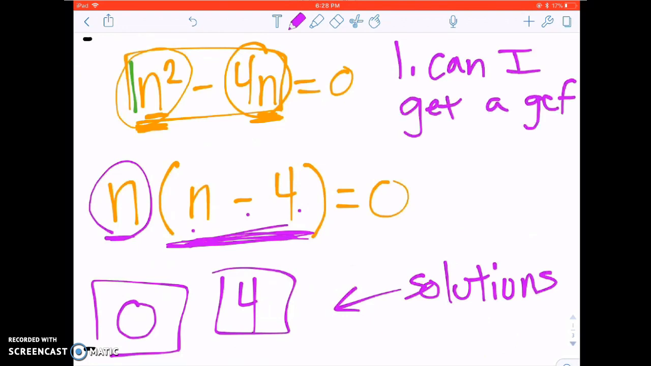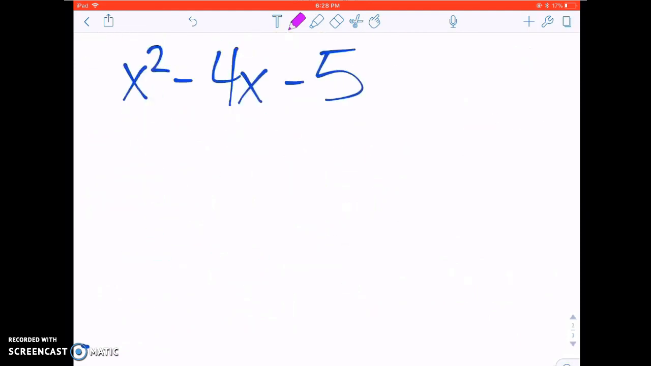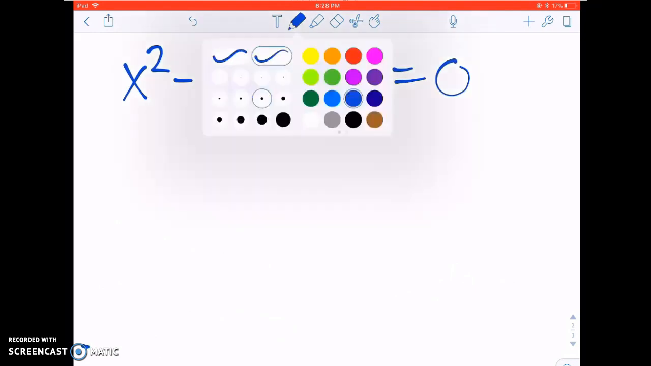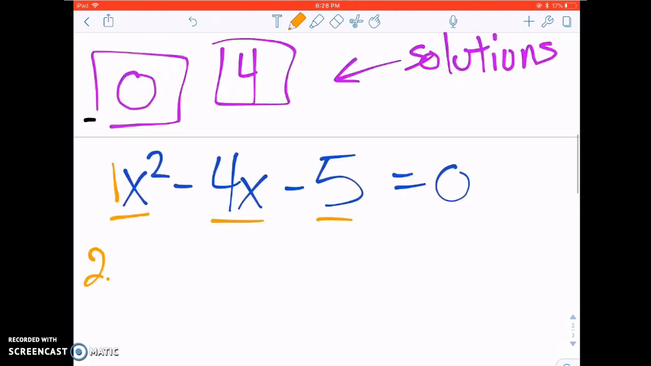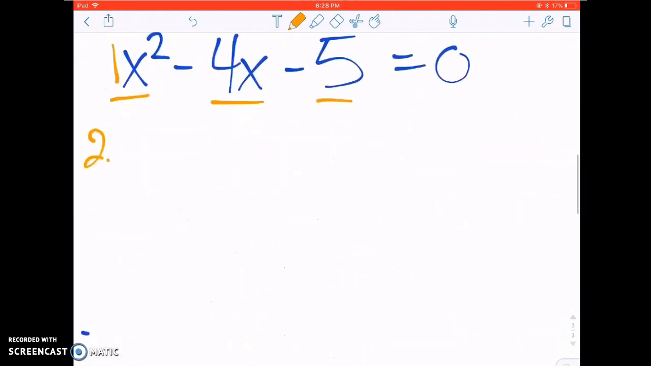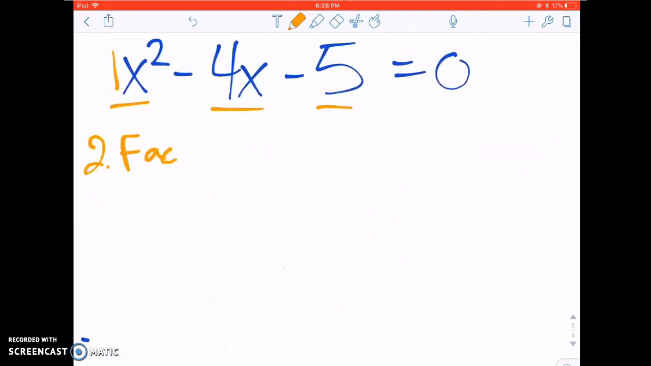Let's look at this here. Here's our next one. I forgot to write that it equals 0. There's no nice parentheses. Can we get a GCF? Is there anything we can pull out of each of these? Well, the number in front here is a 1, so 1, 4, 5, I don't think so. This has 2 x's, this has 1 x, this doesn't have any. There's nothing we can pull out. So step 2: first, can I get a GCF? If you can't get a GCF, you're going to factor this.